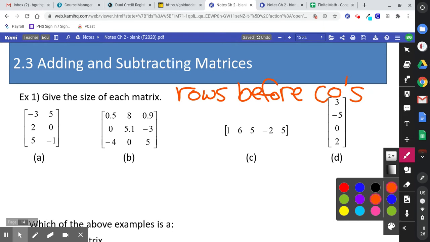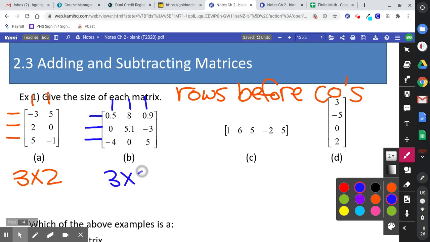So when you look at the size of that first example, you count the number of rows. I see 1, 2, 3 rows, and the number of columns 1, 2. This is a 3 by 2 matrix. And so then the second example B, 1, 2, 3 rows, 1, 2, 3 columns. That's 3 by 3. That's all there is to it for size. Count the number of rows, count the number of columns.